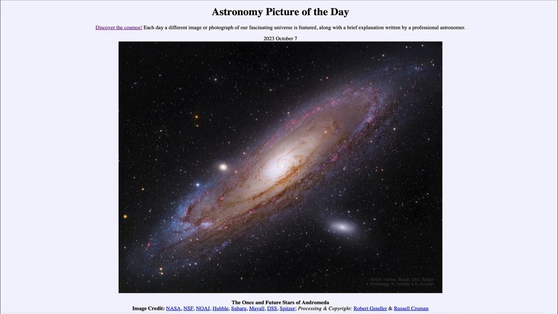So that was our picture of the day for October 7th of 2023. It was titled The Once and Future Stars of Andromeda. We'll be back again tomorrow for the next picture, previewed to be in front of the sun. So we'll see what that is about tomorrow.